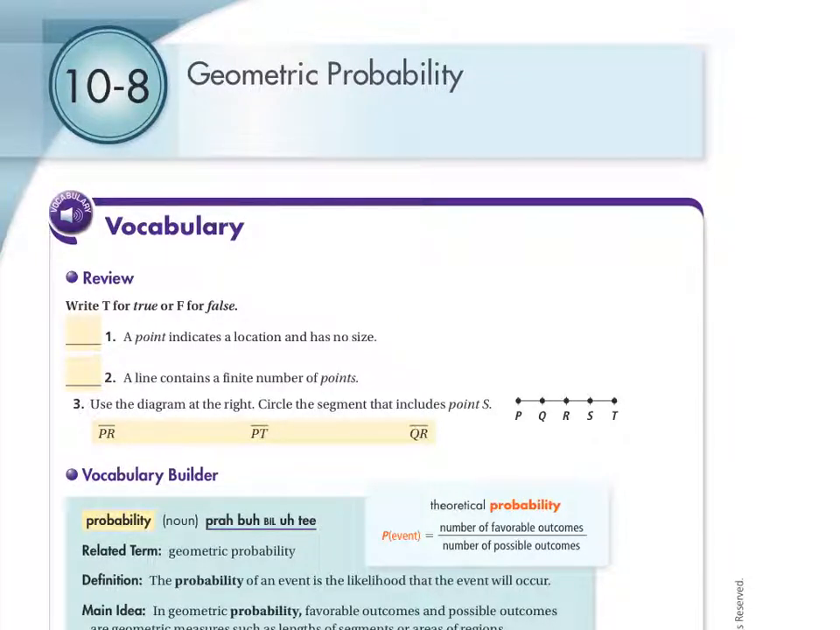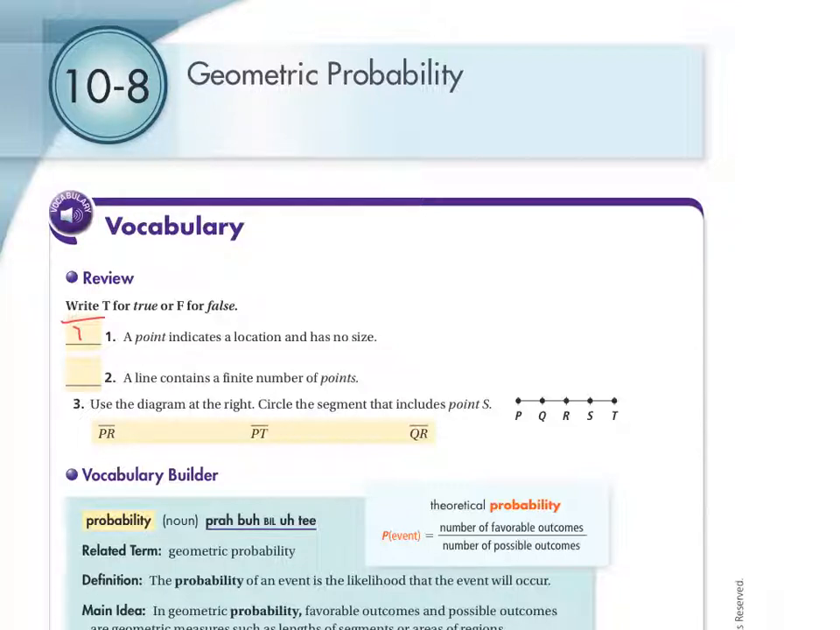All right, so looking at geometric probability, let's do a little bit of review. A point indicates a location and has no size. Do you remember if that's true or false? That is true. It has no depth, no nothing. It's just a location, period.